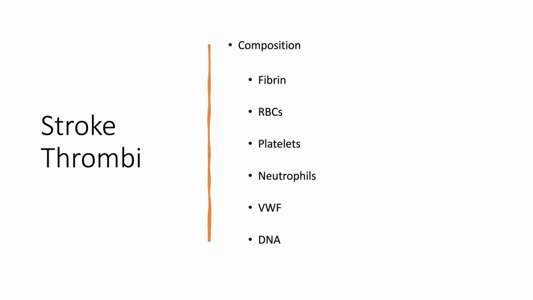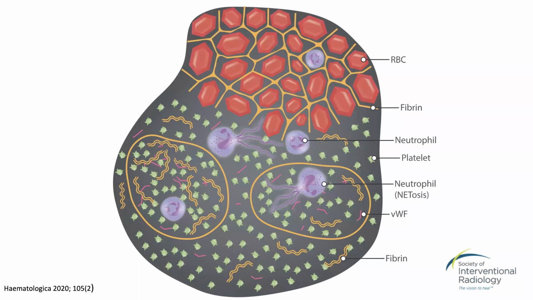So the composition of the thrombi. Thrombi are made up of a bunch of different things. They're made up of fibrin, RBCs, platelets, neutrophils, von Willebrand factor, and then there's DNA actually in thrombi. So it's not just RBCs held together. This is a little diagram taken from a paper in Haematologica in 2020. It's a pretty interesting diagram, a paper about the composition of thrombi.